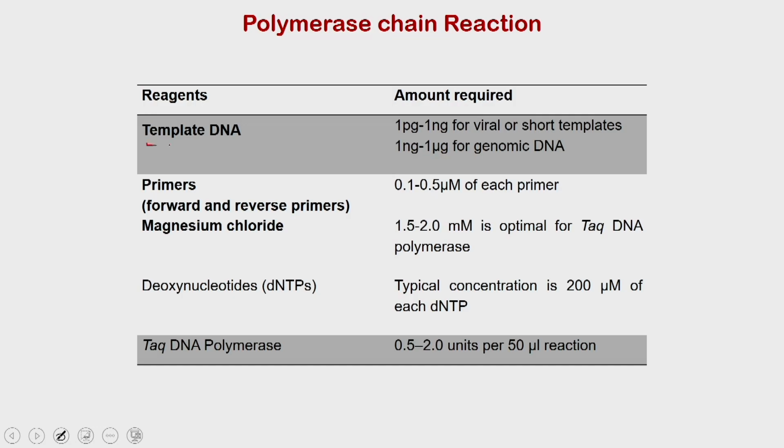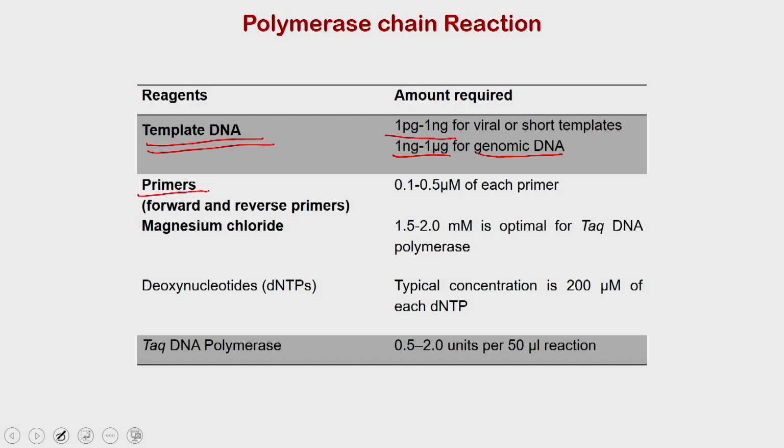So, you need a template DNA. This template DNA could be from different sources. What you can do is you can use 1 picogram to 1 nanogram for viral or the short templates, and 1 nanogram to 1 microgram for the genomic DNA. So, the template DNA amount depends on the source of DNA you are using for amplification. If it is a bigger DNA, then you have to use it in the microgram range. If it is a smaller DNA, then you can take the smaller amount.